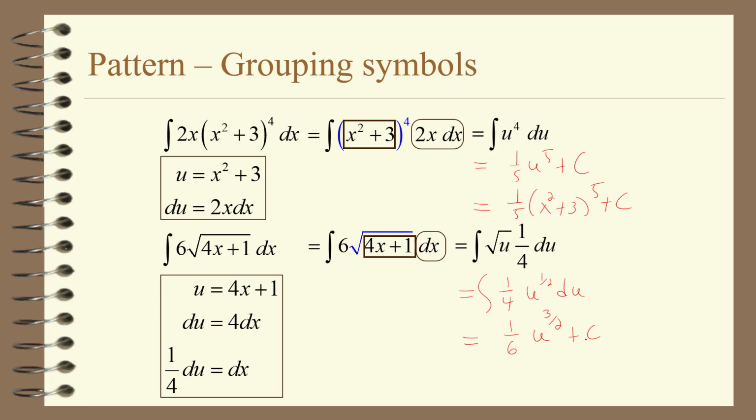We wanted the answer in terms of x. So I'll replace the u with what it's equivalent to, to get 1/6 (4x plus 1) to the 3/2 power plus c. That's the antiderivative of the original function.